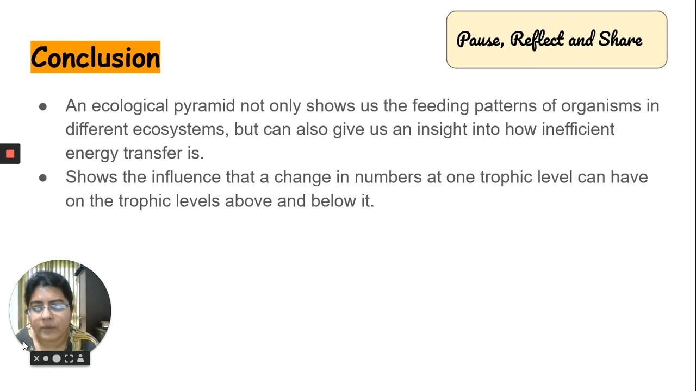The ecological pyramids also show the influence that a change in number of one trophic level can bring on other trophic level. This means when you look at an ecological pyramid, it tells you what will happen if the population of herbivores or the community of secondary consumers suddenly vanish because of some natural calamity or human activity. How that will affect the trophic levels above and below it.